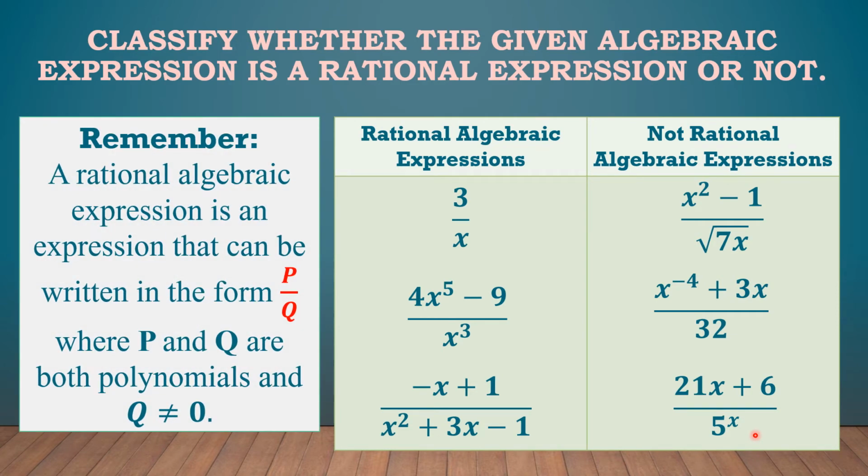Therefore, a rational algebraic expression is an expression that can be written in the form P over Q, where P and Q are both polynomials and Q is not equal to 0. Tandaan, ang ating numerator and denominator are polynomials at ang ating denominator ay hindi pwedeng maging equal to 0.